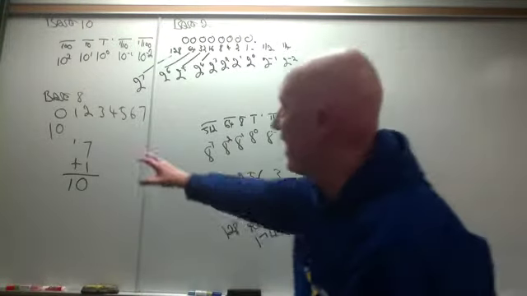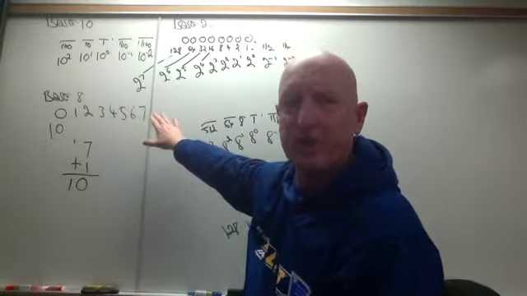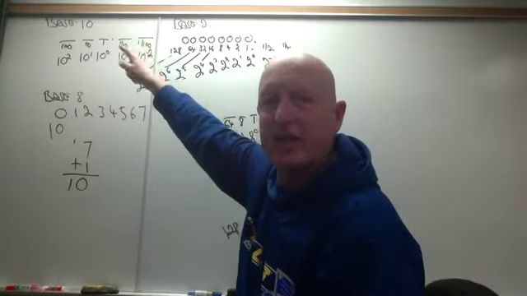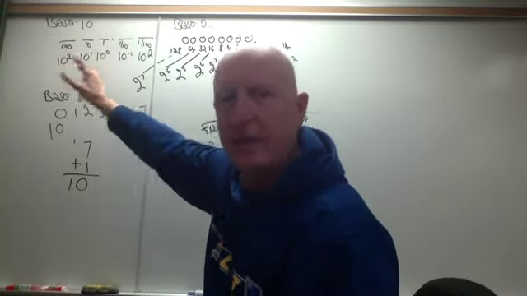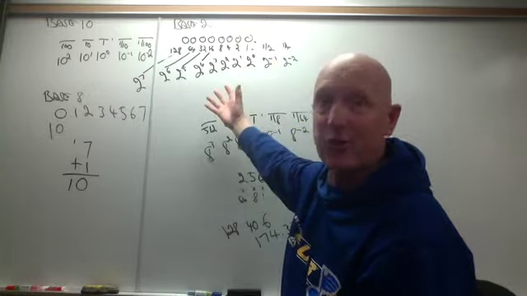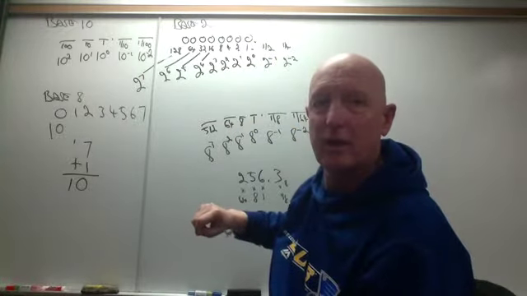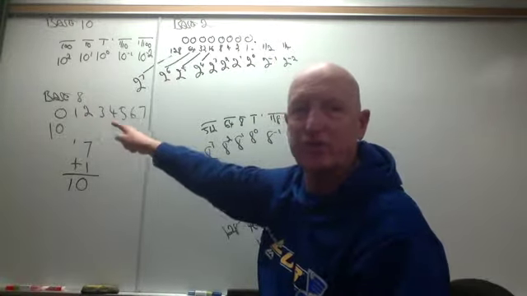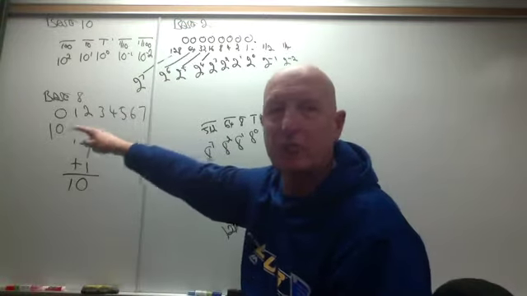And then finally I have base 8. I want to introduce you to base 8. So base 10 has the digits 0 through 9. Base 2 has the digits 0 and 1. Well, base 8 has the digits 0 to 7. So after 7 comes a 1, 0.